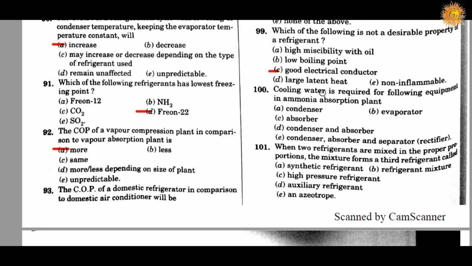Question number 100. Cooling water is required for the following equipment in ammonia absorption plant: option A, condenser; option B, evaporator; option C, absorber; option D, condenser and absorber; and option E, condenser, absorber and separator rectifier. So correct answer is E. It will be all of them. Condenser, absorber and separator, it means rectifier, all of them require cooling water.